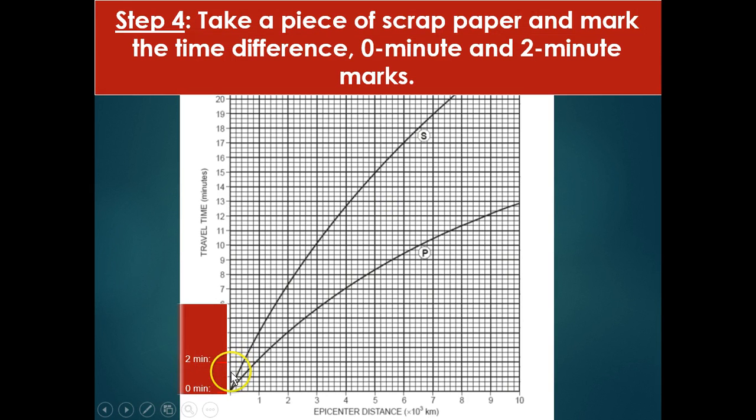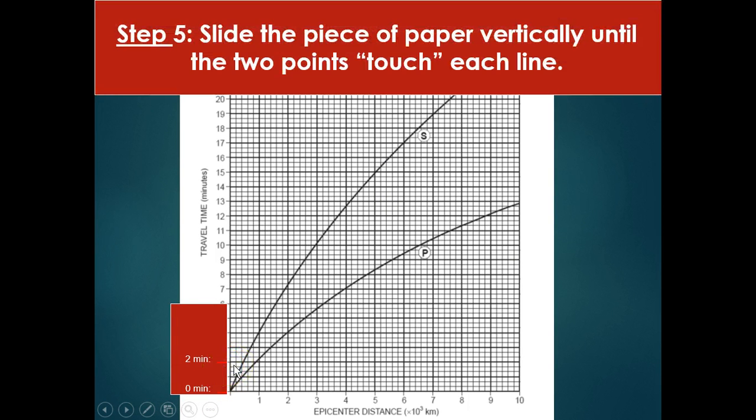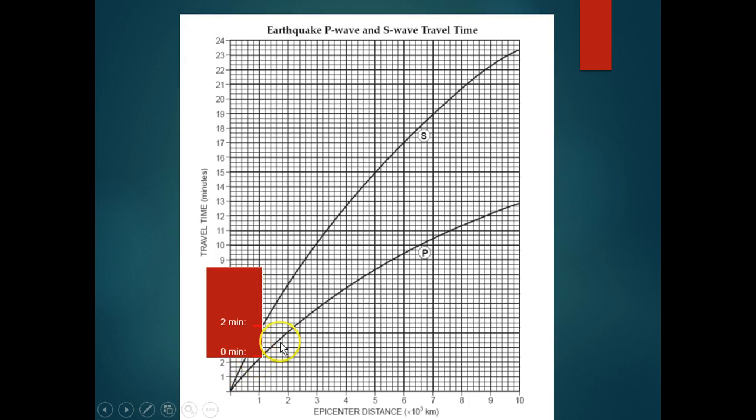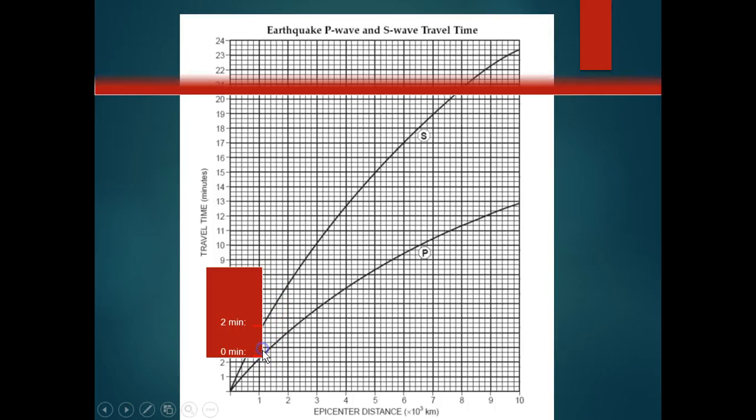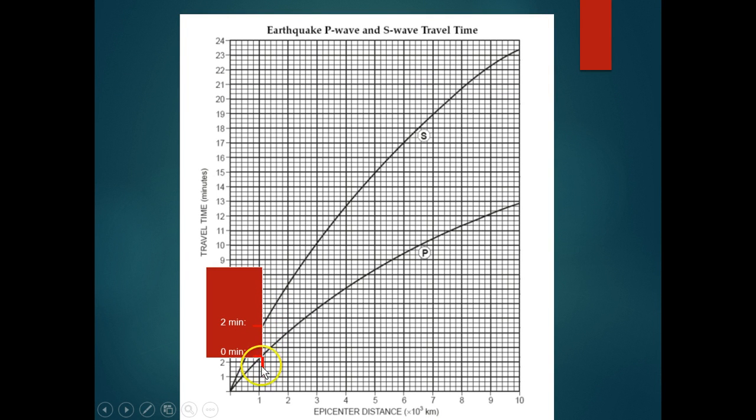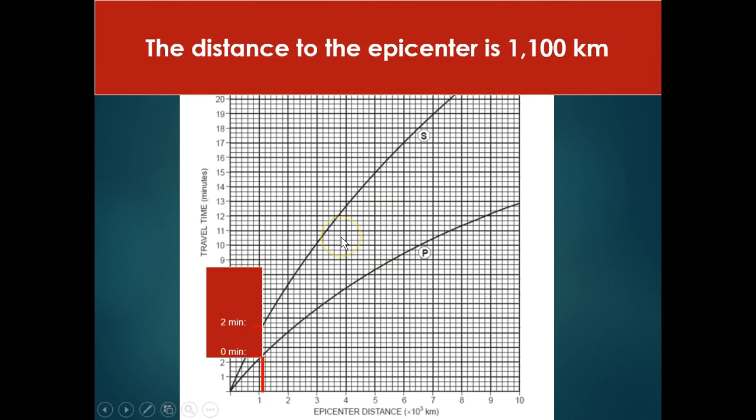We line up our scrap paper at the 0 and the 2 minute line. We then take that and bring it up to where it meets the 2 lines, and we bring it down to where it meets the x-axis at 1,100 kilometers. And that's the answer. That's it. That's the answer for that one.